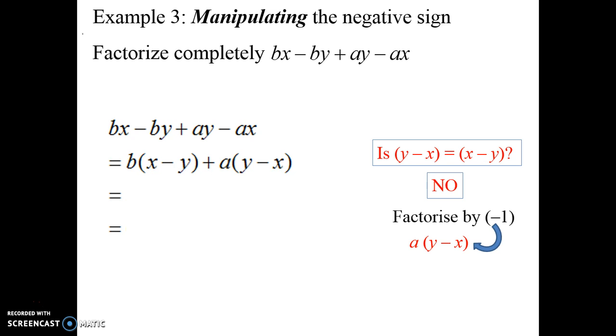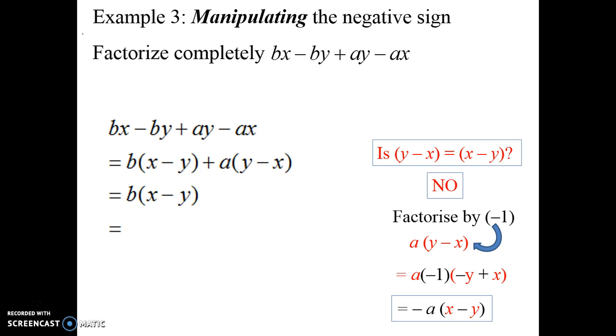Well, what we can do is take out a common factor of negative 1. If we have a bracket y minus x, if you factorize by negative 1, you will be able to get negative a times x minus y. So if you put back and rearrange the last two terms into negative a bracket x minus y, you will notice that x minus y is the common factor, and what you are left with will be b minus a.